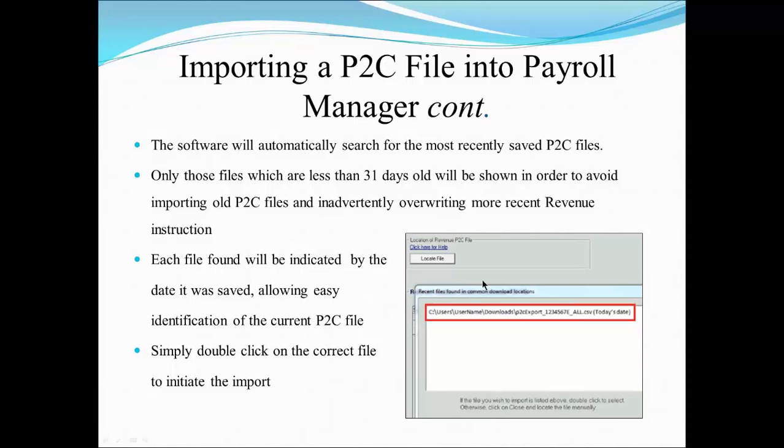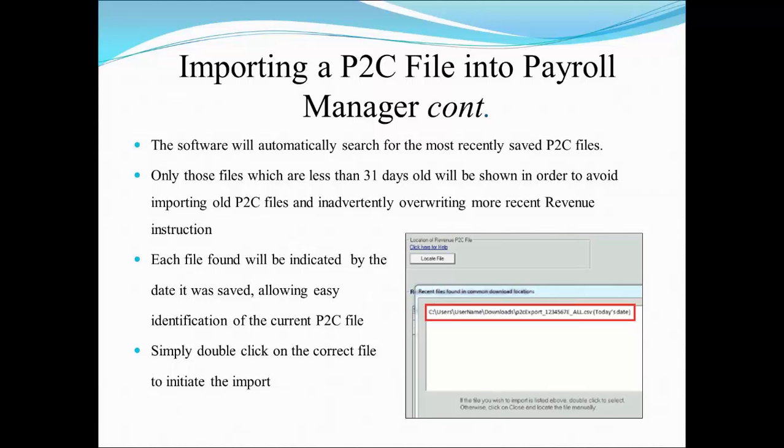And if it does, you will get this pop-up screen here, which states recent files found in common download locations. It will search for files which are less than 31 days old. So if you have any P2C files that have been downloaded that are older than 31 days, they will not be shown in the listing. That is to avoid importing old P2C files and accidentally overwriting more recent revenue instructions that you have received.